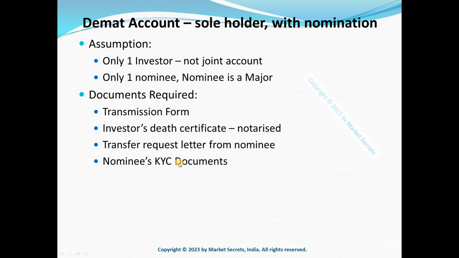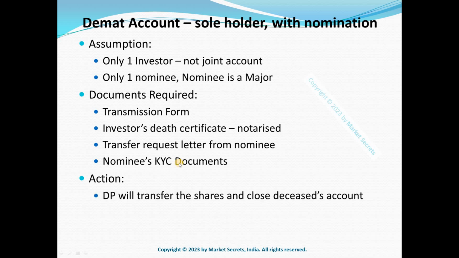You also need to submit the transfer request letter, the death certificate of the original investor, and you also need to fill in the transmission form. So these are the documents required to make the claim. Now once you submit these documents, the DP will transfer the shares to you and will close the deceased's account.